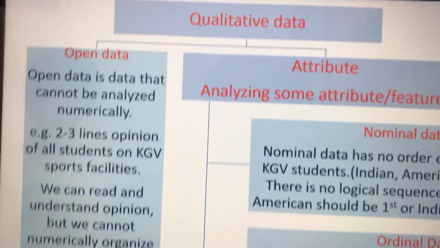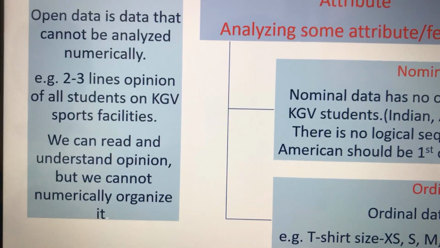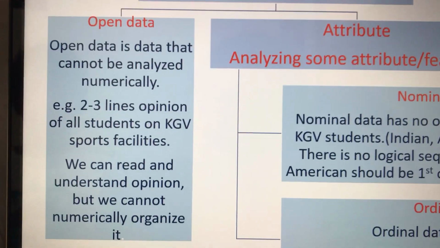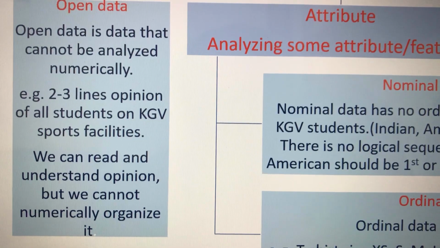Qualitative data. Two basic categories: open data and attribute data. First, I talk about open data. Open data is data that can be analyzed numerically.